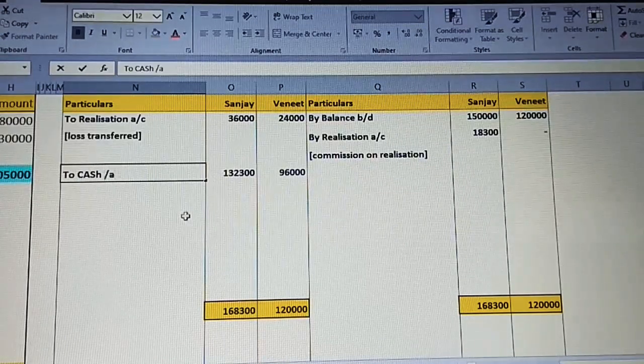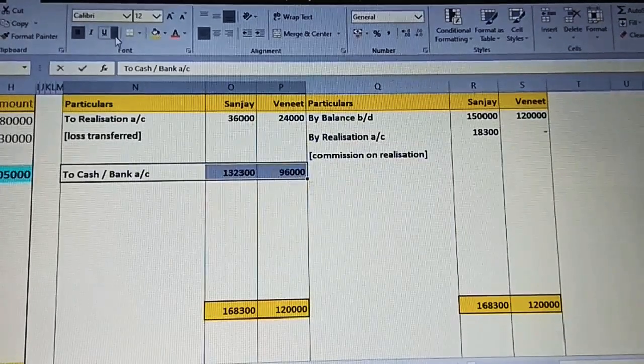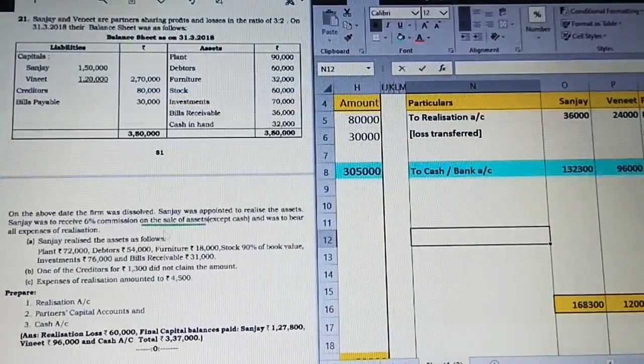This is the amount to be paid to the partners by cash or bank account. We have completed the partners capital account. Let's just observe. I've highlighted it. Yes, the final settlement is also done. Let us have a look once. We need not concentrate on this. Might be they have not taken up the realization amount here.